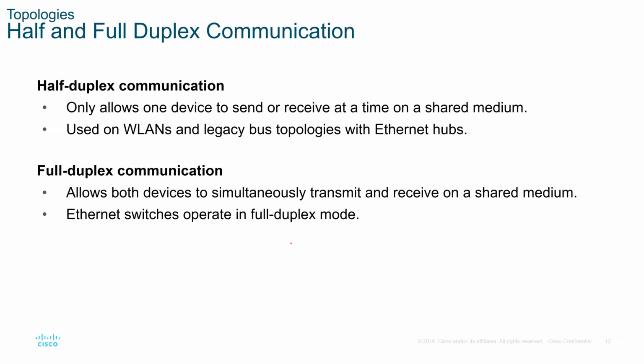Full duplex allows both devices to simultaneously transmit and receive on a shared medium. On an Ethernet connection, we would be using one pair of wires to send data and one pair of wires to receive data. Since they are totally separate pairs, the sending and receiving can operate at the same time. Today, most Ethernet switches operate in full duplex mode. If there is a need to set this to half duplex, it can be easily done within the operating system.